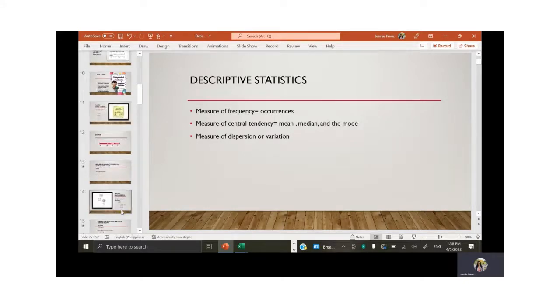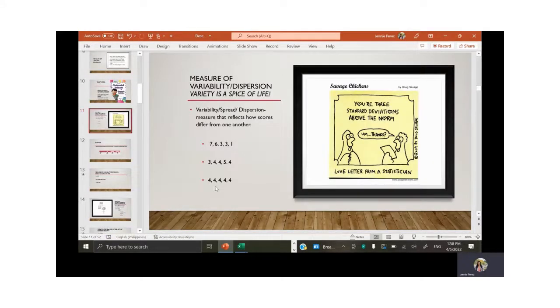For example, this one. So there are three sets of scores here. We have here set A, set B, and set C. All of these sum up to 20. Yung summation nila ay 20. They all have the same value, 20.